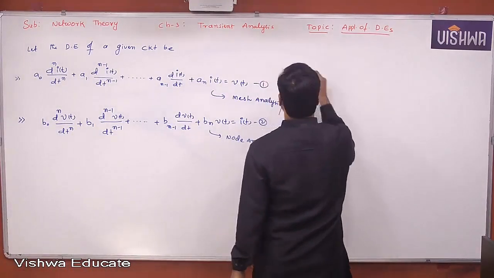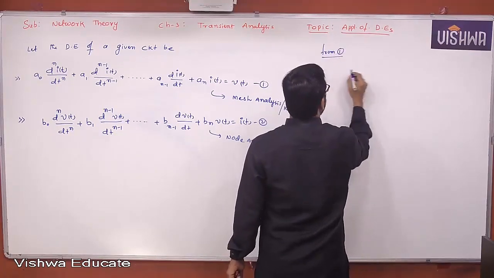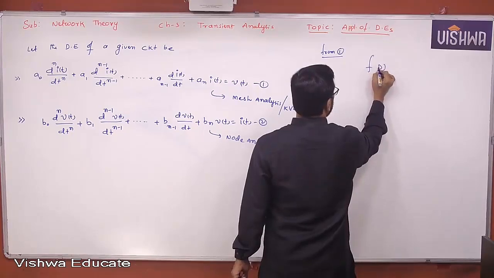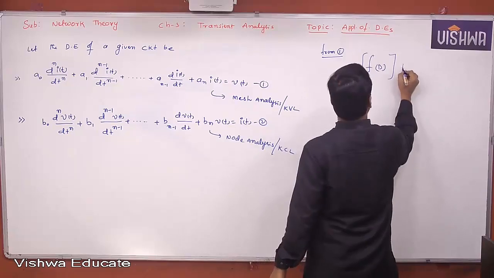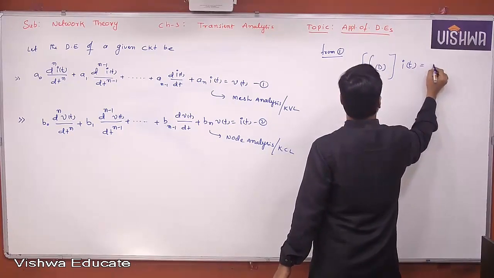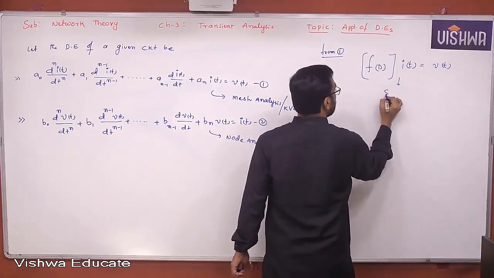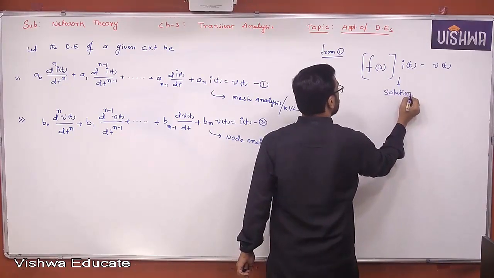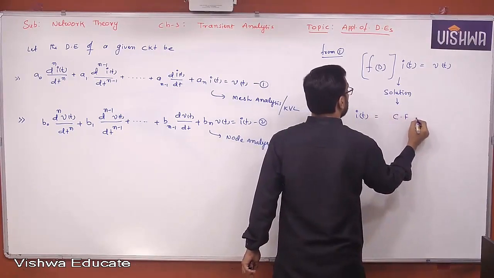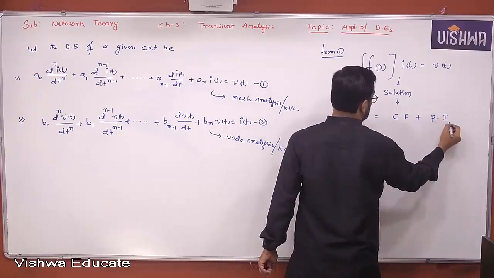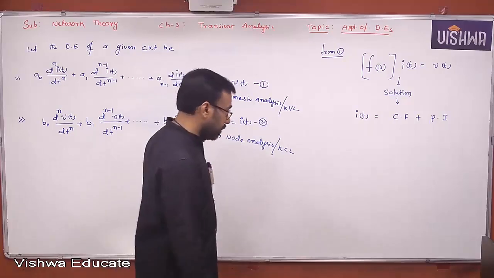Okay. Now solving the equations. Let us consider equation 1. Can I write something like this? F of d, a differential polynomial, into I of t can be written as what? V of t. Now you have the solution. Solution will give you I of t is equal to complementary function plus particular integral. You understand all of it? Okay? Some complementary function, some particular integral part is there.